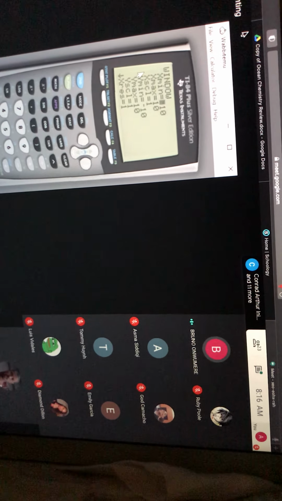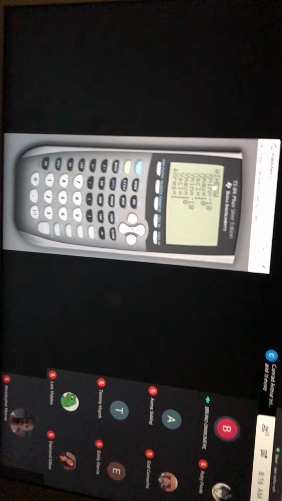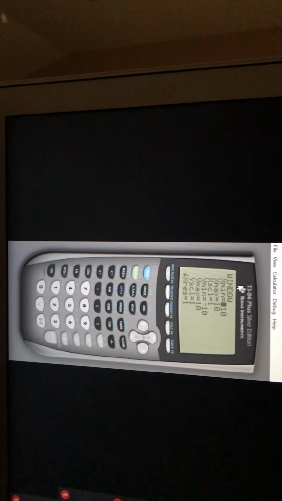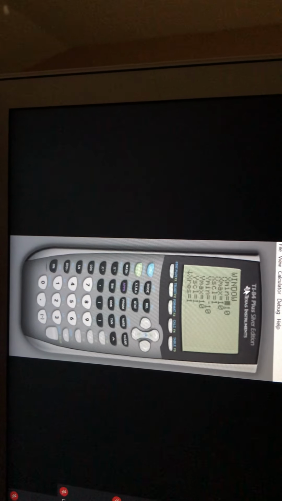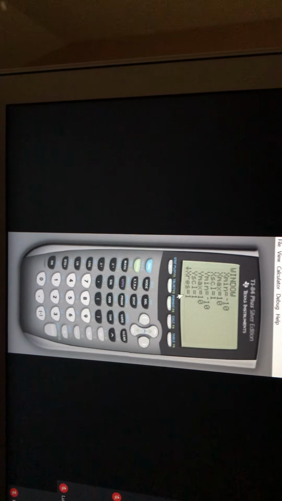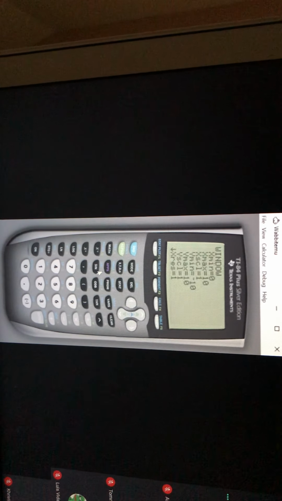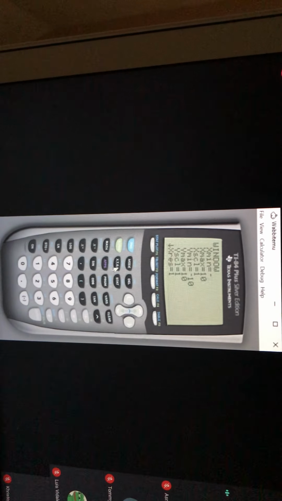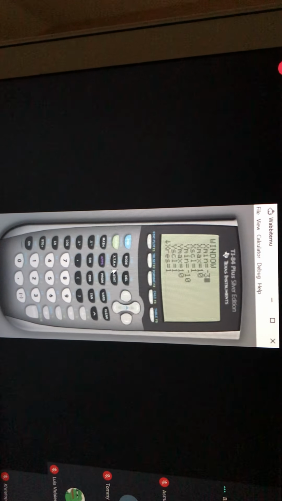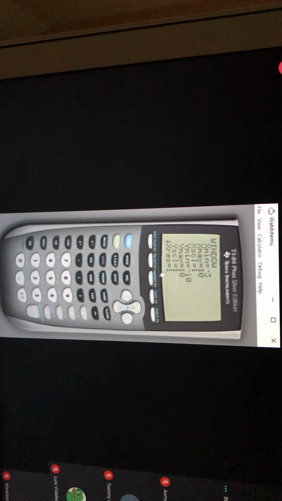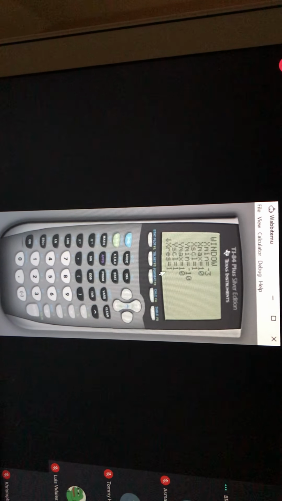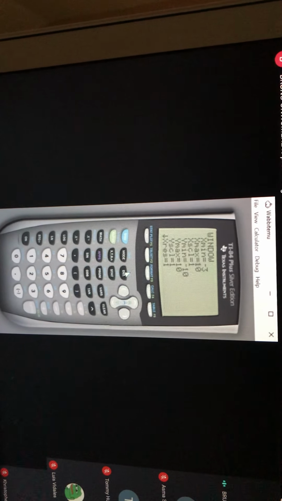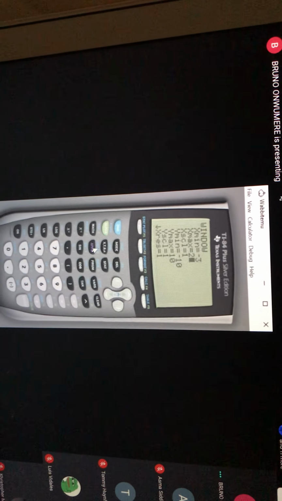Everybody must watch what I'm doing. Now watch what I'm going to put in my window. Okay, window on the X. I'm going to delete what is in there first. What's my X minimum? We put negative 3. Come down. What is my X max? What do we agree? 23, yes?